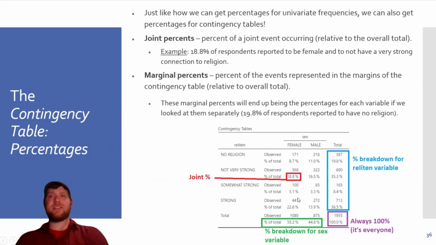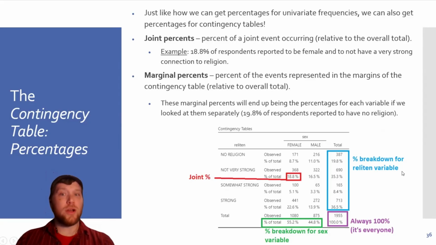Just like we want percentages for univariate frequencies, we can use percentages for contingency tables as well. There are joint percentages, the percentage of a joint event occurring relative to the overall total. In this case, 368 over 1955 would be 18.8% of the population. And these marginal percents are basically the totals in the columns. There are total females versus males, and then the religion aspects here. These percentages represent the margins of the contingency table, relative to the total.